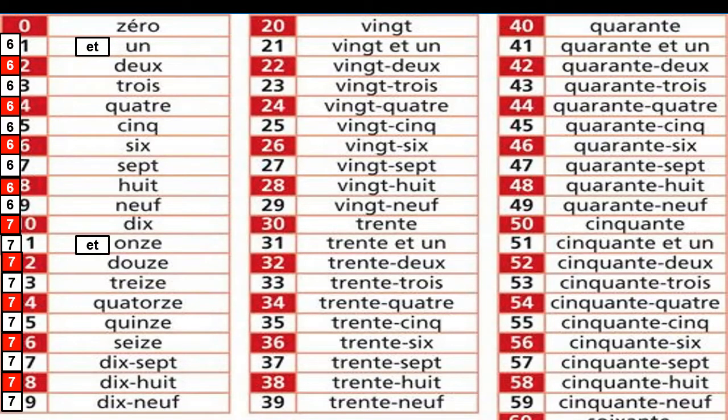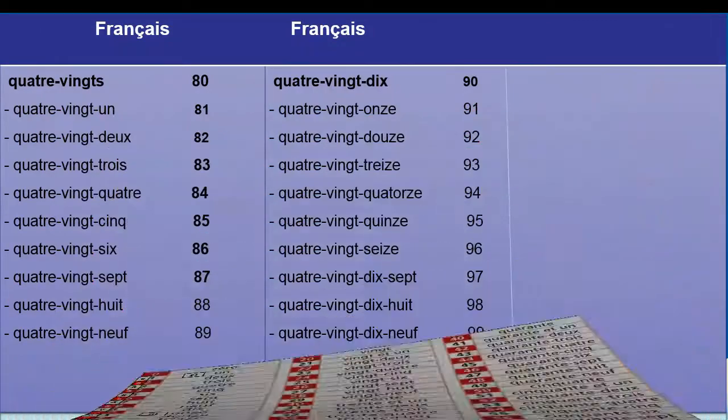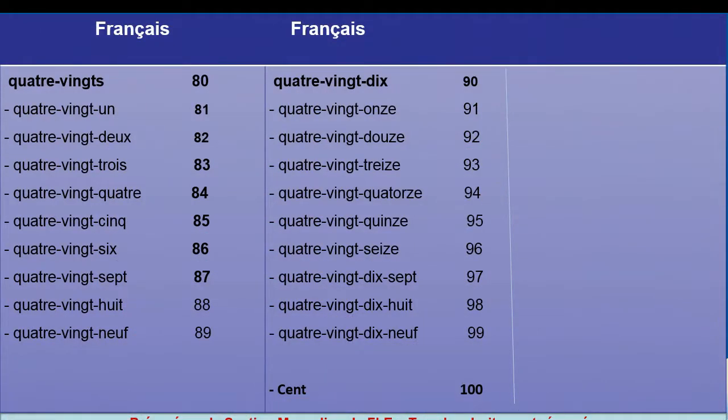I told my students that when I want to count to 80, I say 80 is quatre-vingts: 4 times 20. 4 times 20 is 80, with an S. After that, when I write and add another number, I cancel the letter S. I say 81, 82, 83, 85, 86, 87, 88, 89, like all the other numbers.